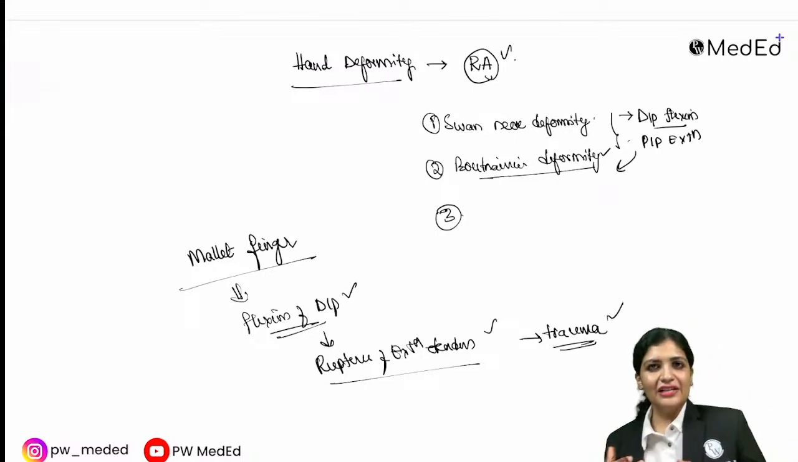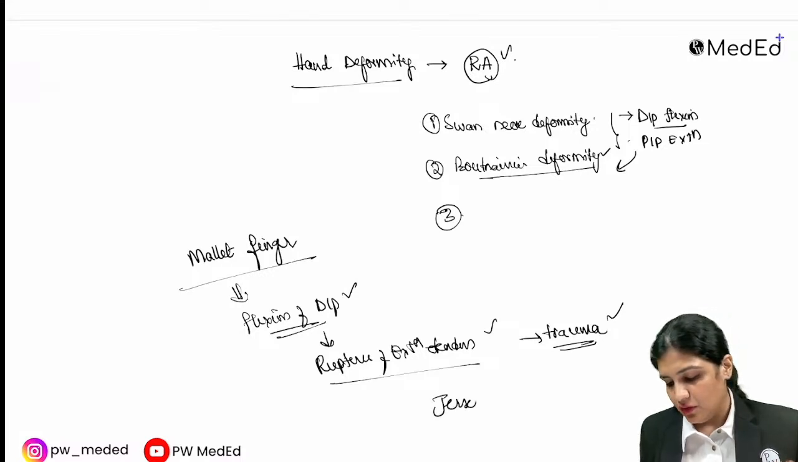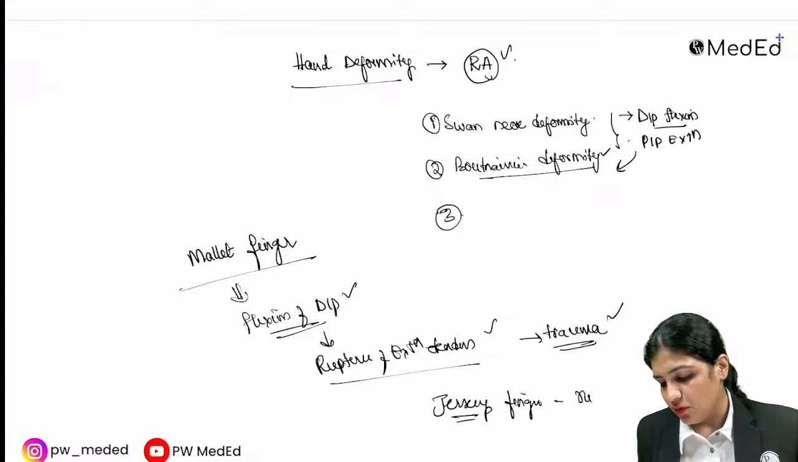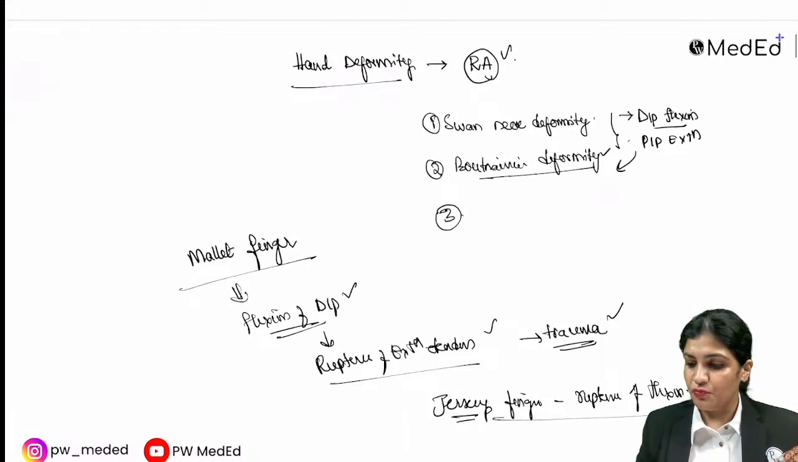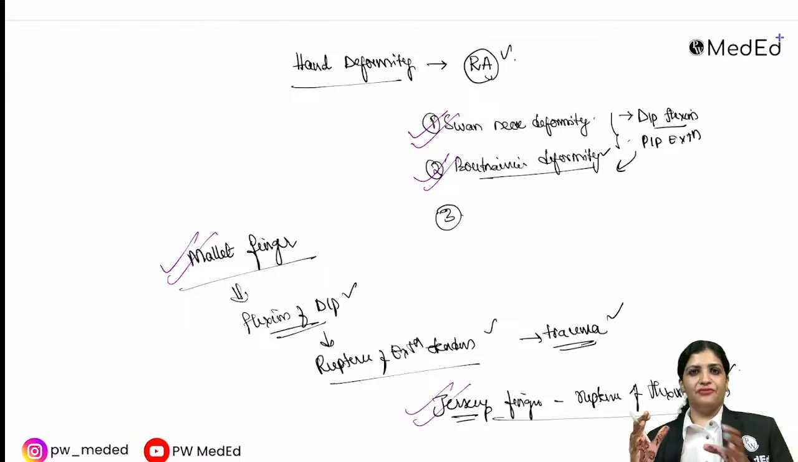What is Jersey finger? Jersey finger is exactly opposite. Reverse mallet is your Jersey finger. Jersey finger is nothing but the rupture of the flexor tendon. So please remember, there are four important deformities which we have discussed: the swan neck, the Bottinier's, and then the mallet, and then your Jersey finger, right?